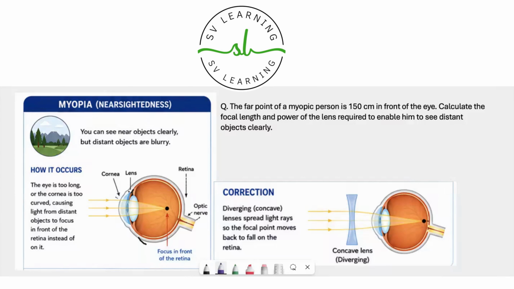Hello, children. Today, let's try to give a quick recap of myopia and hypermetropia, the two major eye defects, covering the numerical and the quick tip for solving the numerical on each.